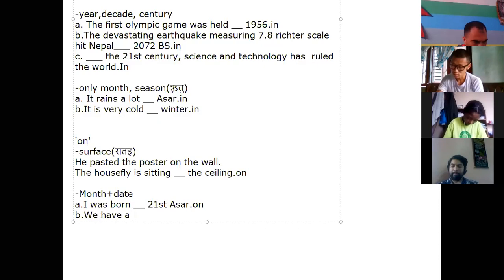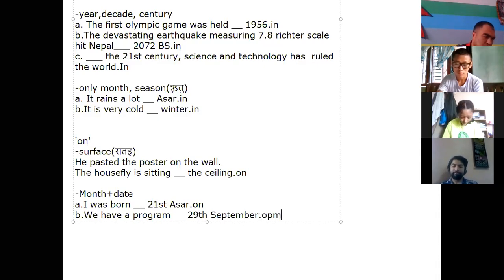We have a program dash 29 Chaitra. So here you're using both month and date, right? Let me give an English month, September. So we have to say on. Always remember, even for your date of birth you have to say on. I was born on.